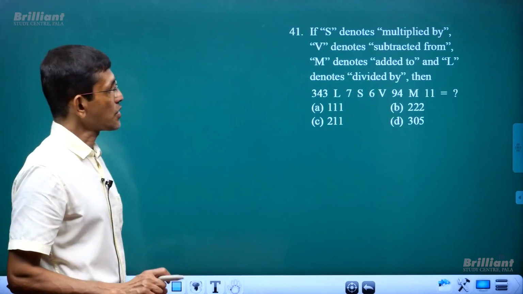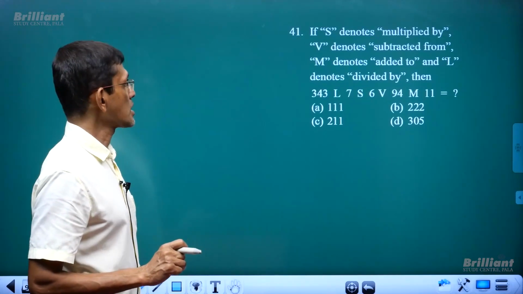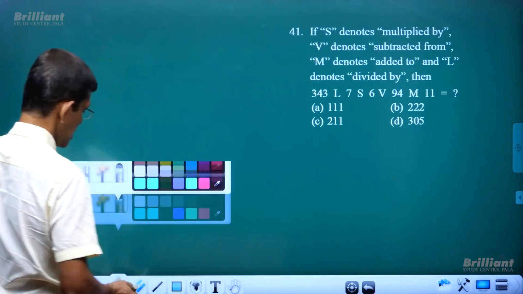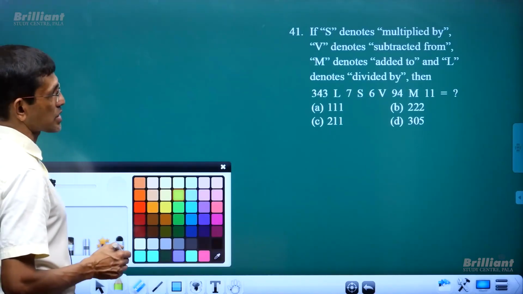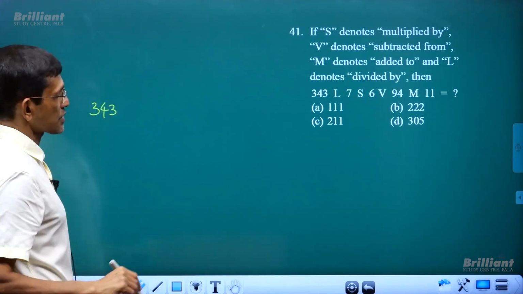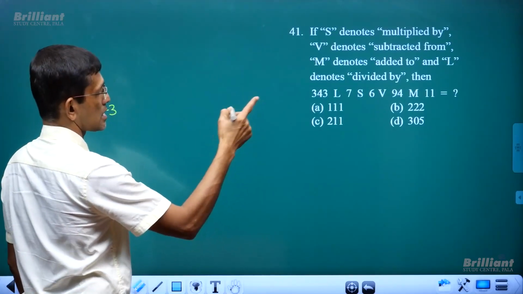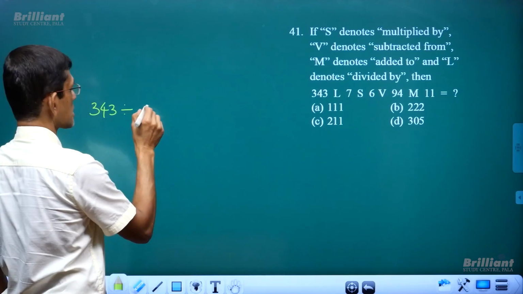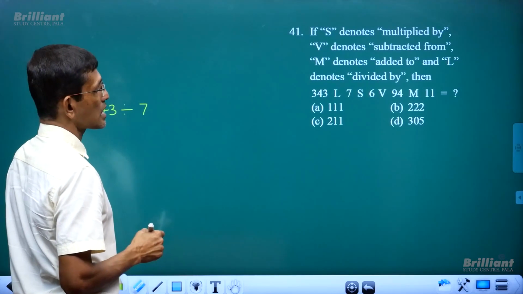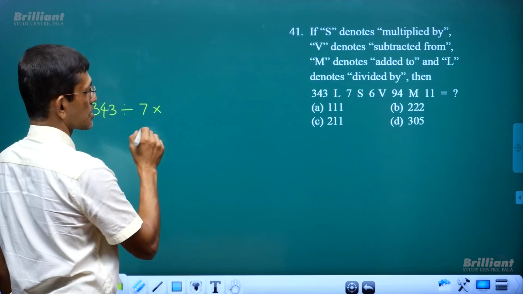If S denotes multiplied by, V denotes subtracted from, M denotes added to, and L denotes divided by. Okay, so it's pretty much a symbols annotation type question. So 343 L. L is denoted by divided by. 343 by 7. Then we have S. S denotes multiplied by. 7 into 6.